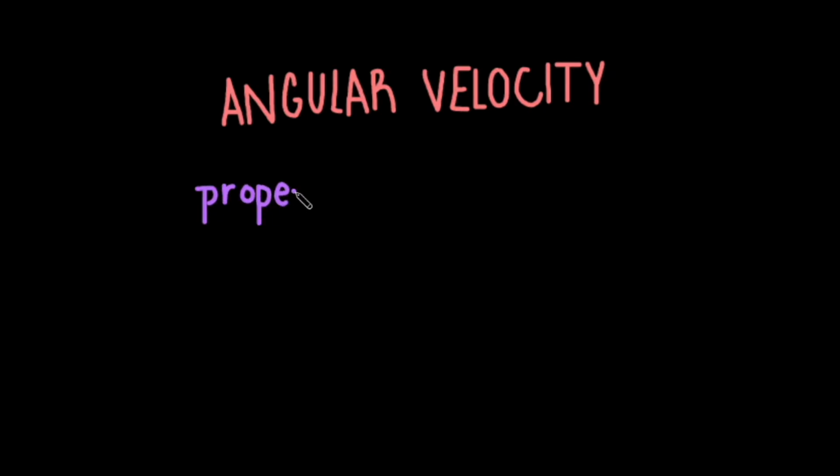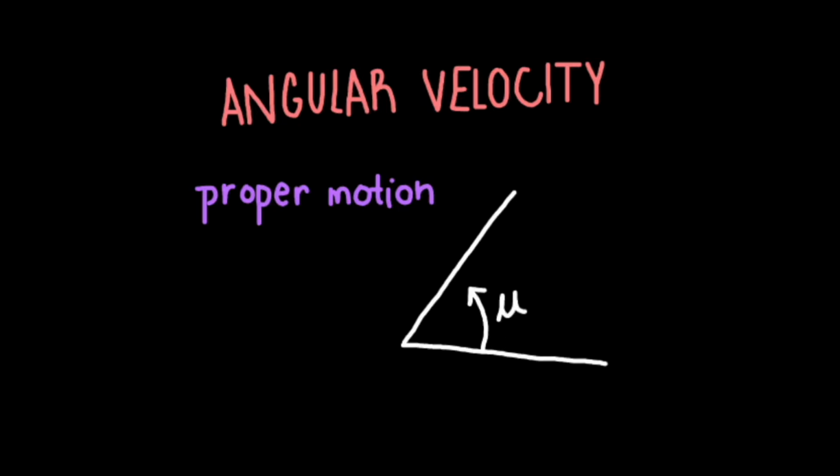Proper motion is often referred to as angular velocity because it represents how fast an object shifts angularly. We usually measure proper motion in terms of arcseconds per year or kilometers per second.